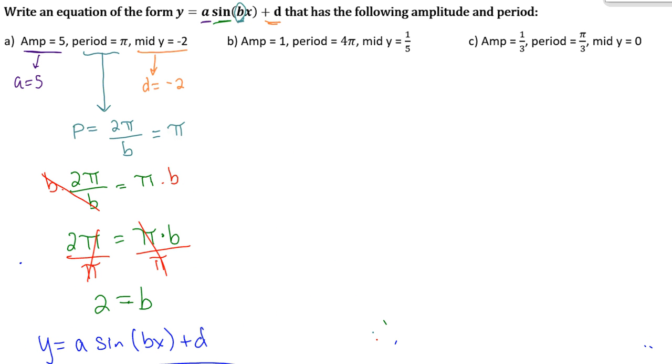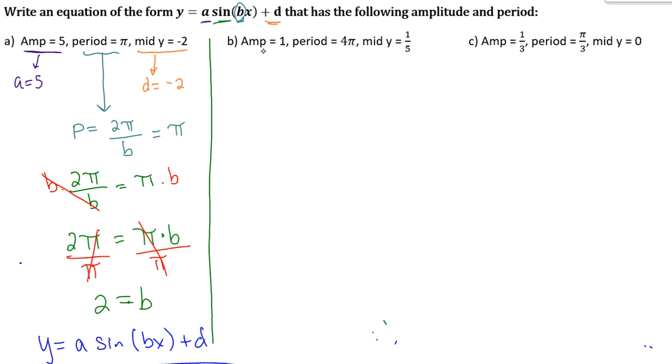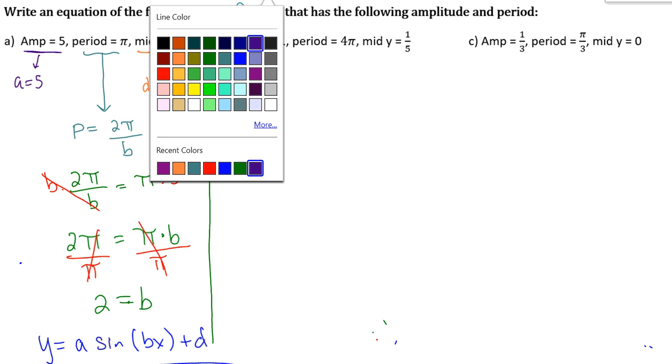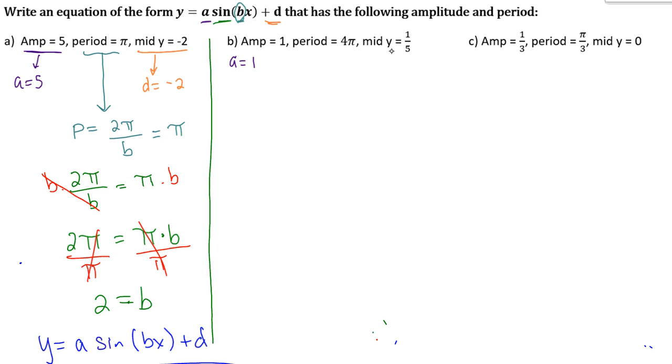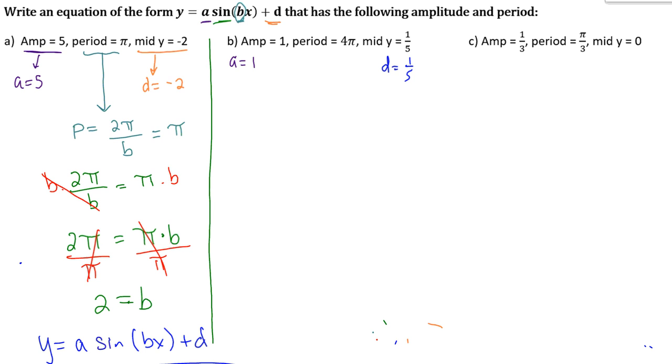Okay, let's try another one. Let's identify the easy pieces first. Amplitude, which is little a, is 1. And our midline over here, easy, it says y equals 1/5. So d is going to be 1/5. Now we've got to go with our period. This says p is 4 pi.